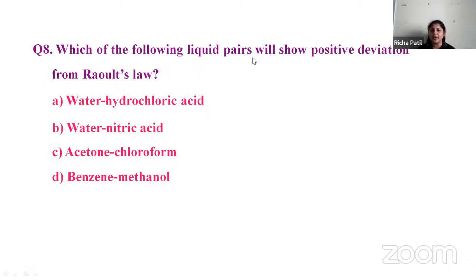Which of the following liquid pairs will show positive deviation from Raoult's law? Yes, Damini, it is D. Benzene and methanol. It shows positive deviation.